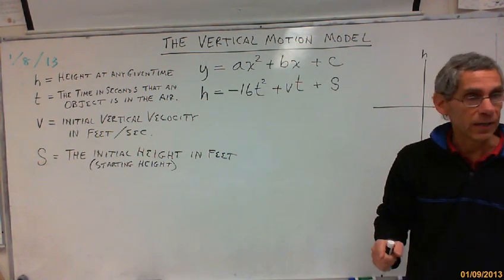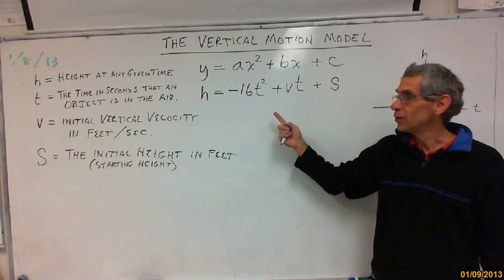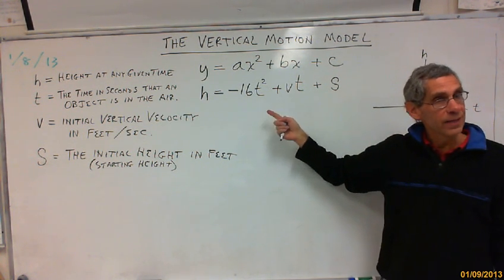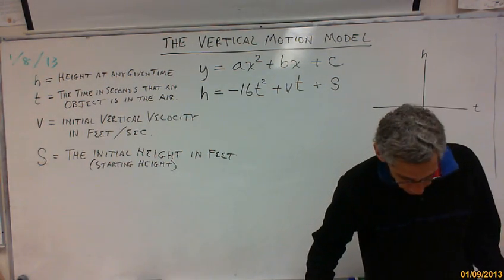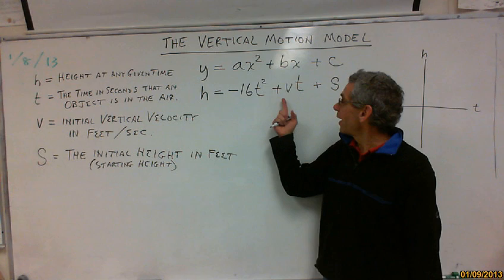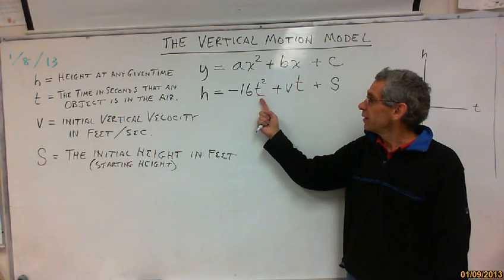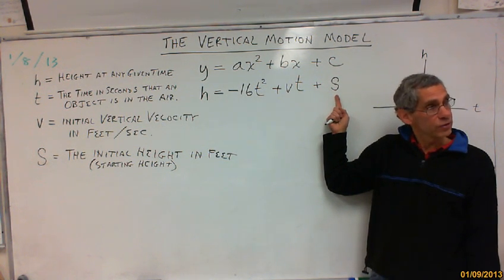Gravity. This formula is taking into consideration gravity. Your minus 16 is helping with that. So I need to know what my initial vertical velocity is, and then I need to know where I start. How high do I start?